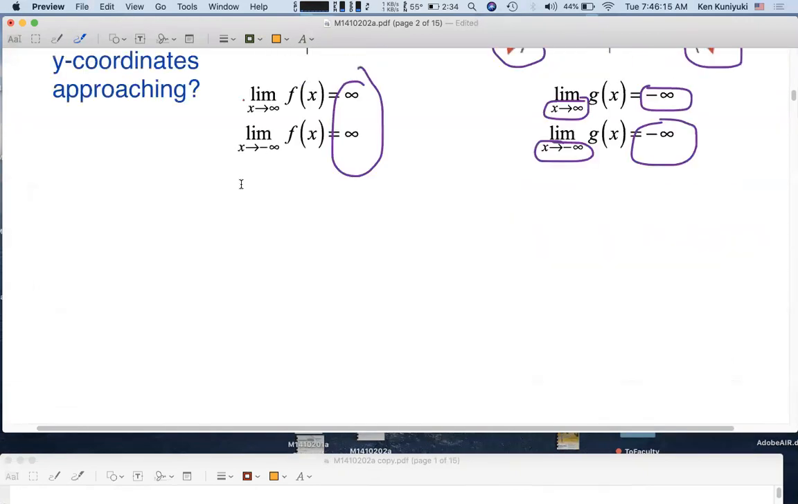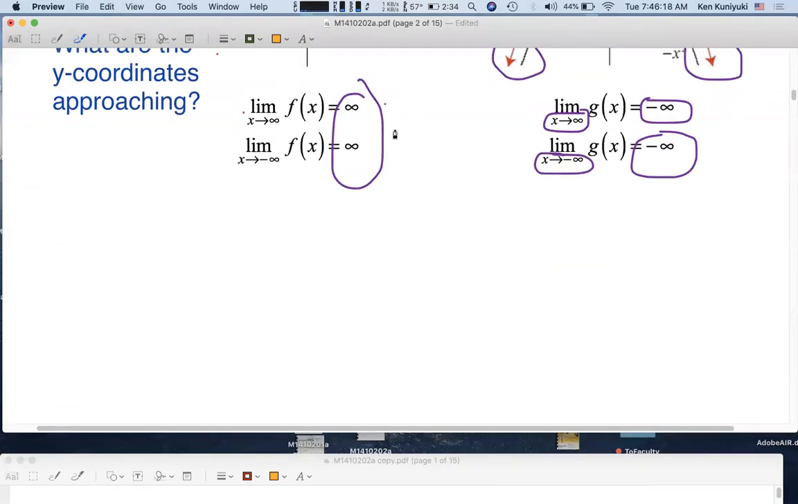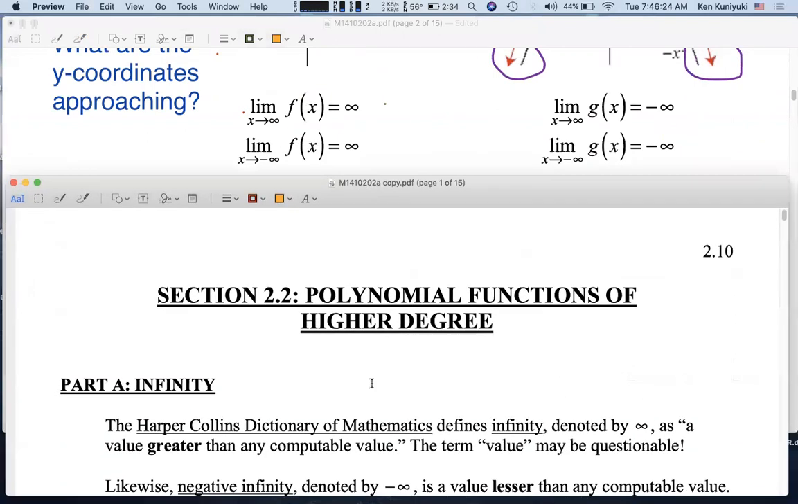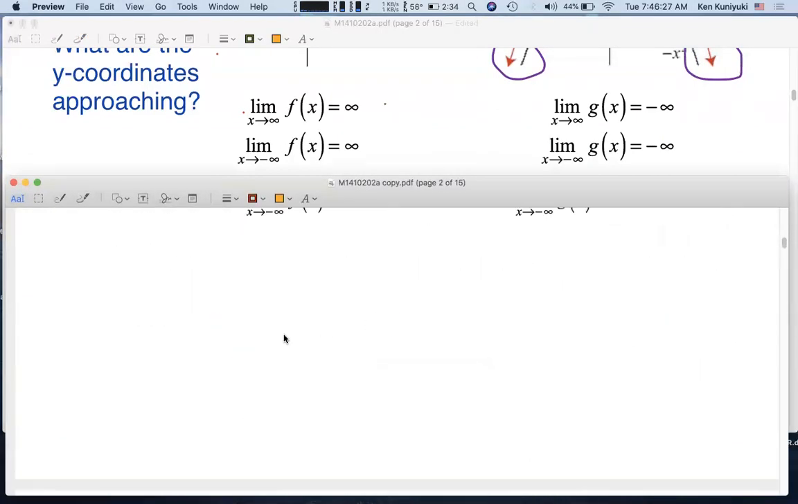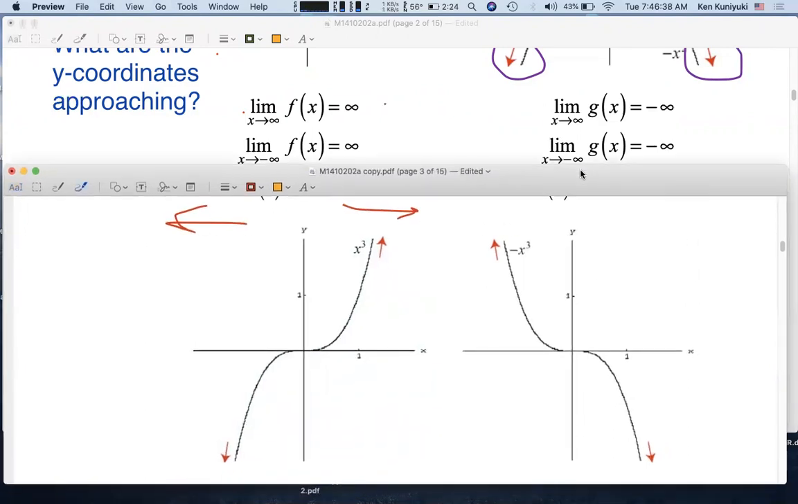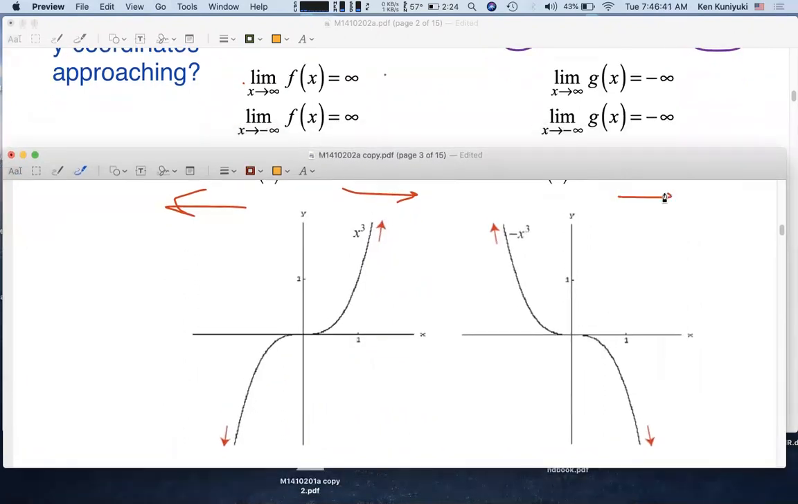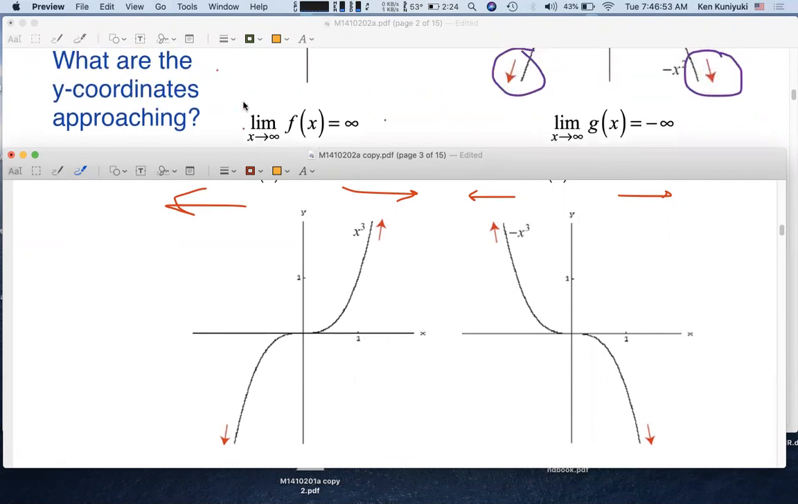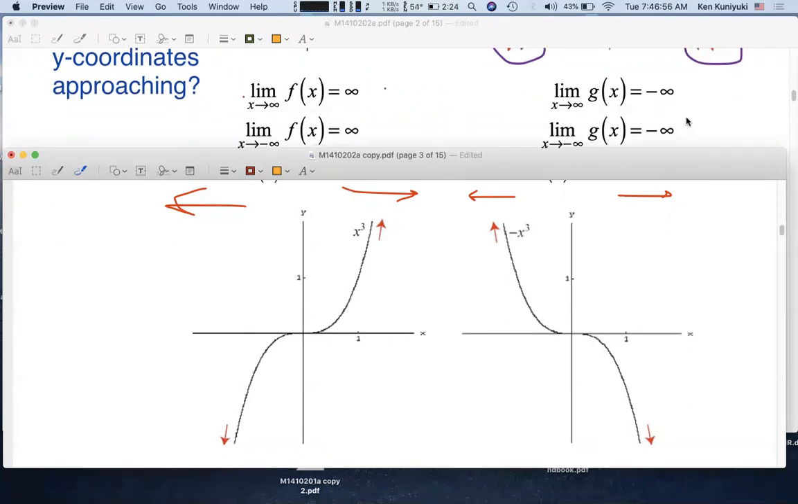Now, answer the same questions that we asked before. What are the long-run limits? So what is the limit of f of x as x approaches infinity? And as x approaches negative infinity? What's the limit of g of x as x approaches infinity and as x approaches negative infinity? What will be your answers here? Remember, when you're evaluating these long-run limits, you're answering the question, what are the y coordinates approaching? And the answer to each of these will be either infinity or negative infinity.